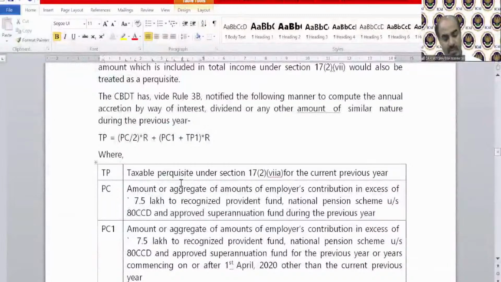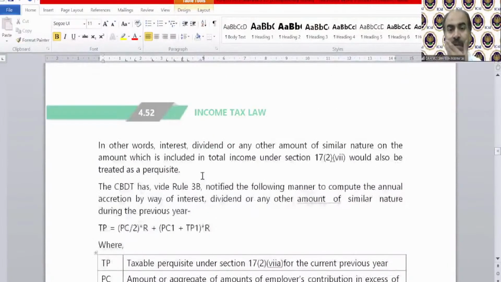So here is the provision. Quite complicated, but okay. In other words, the annual accretion is going to be taxable, and this is the way we need to tax it. Interest, dividend, or any other amount of similar nature on the amount which is included in the total income under section 17(2)(vii) would also be treated as a perquisite.